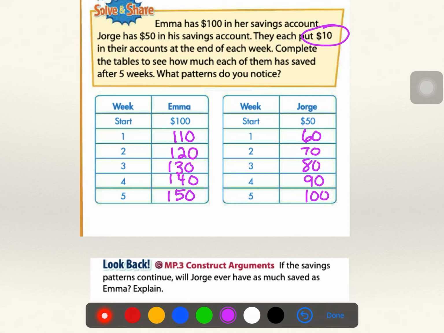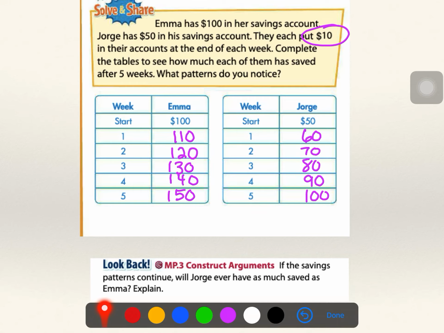And the pattern here, if I compare the same week for Emma to the same week for Jorge, Emma is always going to have $50 more. Why? I compare the same week because those are corresponding. Week 5 for Emma having $150 corresponds to week 5 for Jorge having $100.